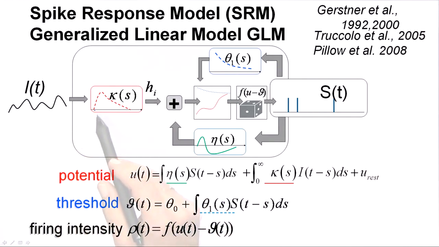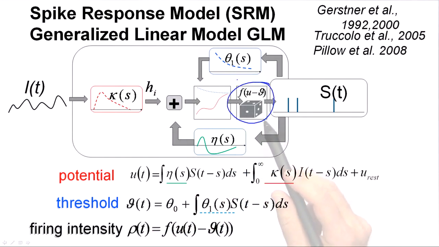Input is filtered by some filter called kappa. Output is filtered and fed back in two ways. There is a refractory filter, eta of s, accounting for refractoriness and adaptation via modulation of the membrane potential. And then there is a threshold contribution, a threshold filter, theta 1, accounting for an increased threshold immediately after a spike. The only difference is here.